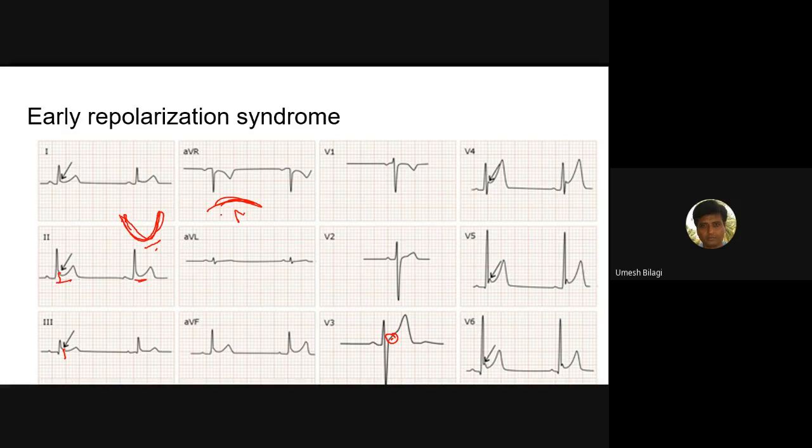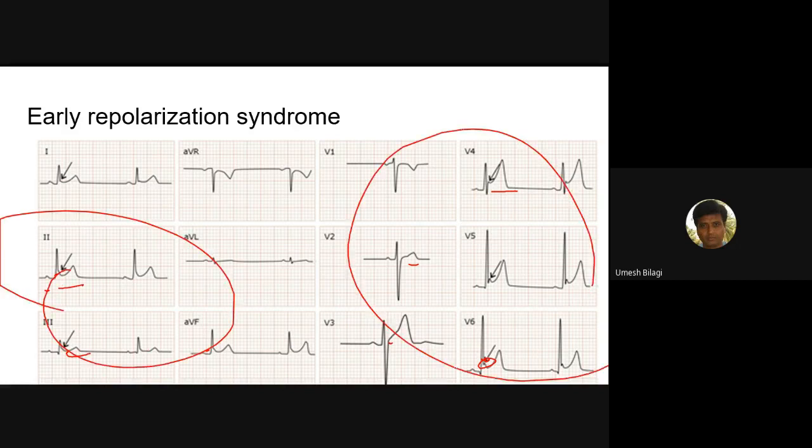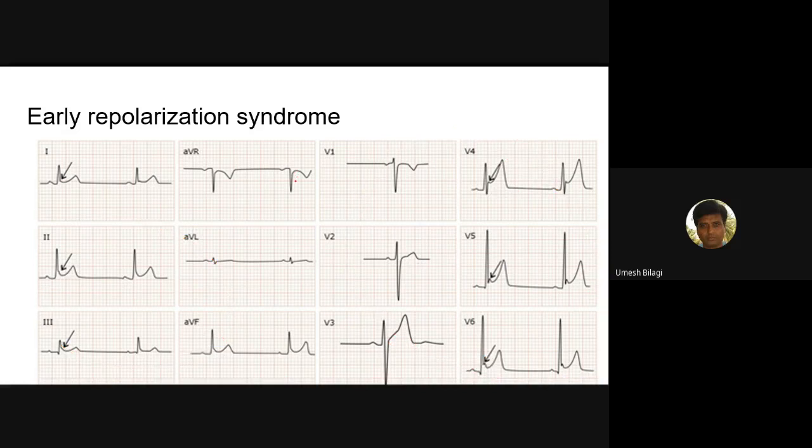Here this is a concave ST elevation. Usually you can see this. This is a concave ST elevation. Then the J point is very prominent. You can see the J point prominent here. It is more pronounced in precordial leads and inferior leads in early repolarization syndrome. So now you can see here also there is ST elevation. Here also. Not specific to any area.